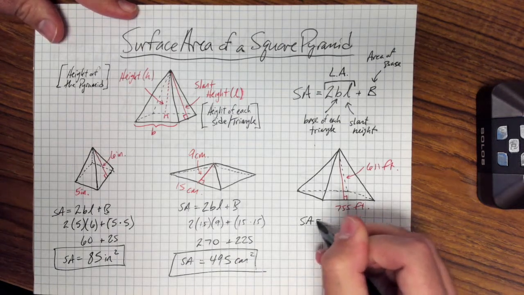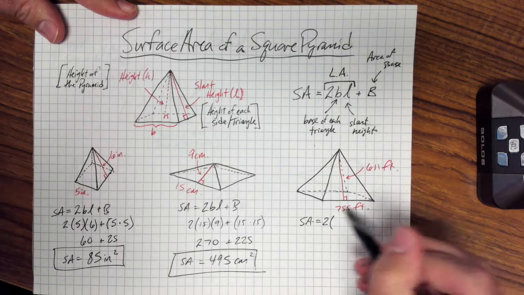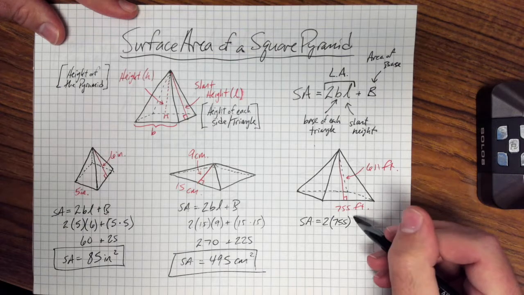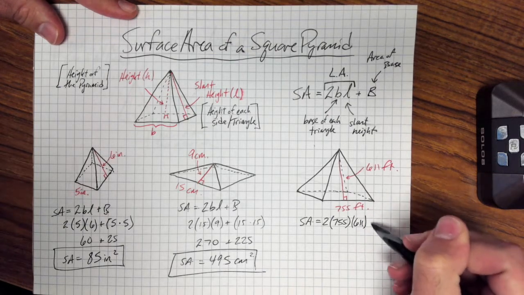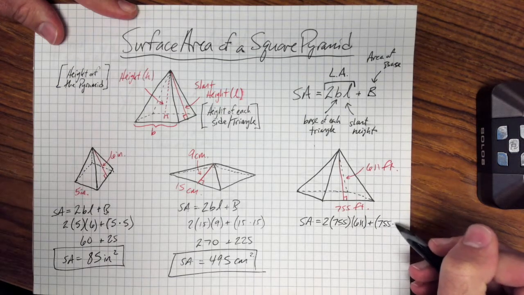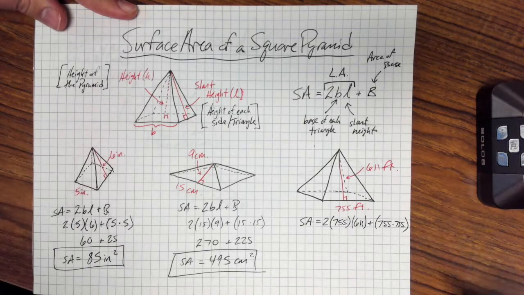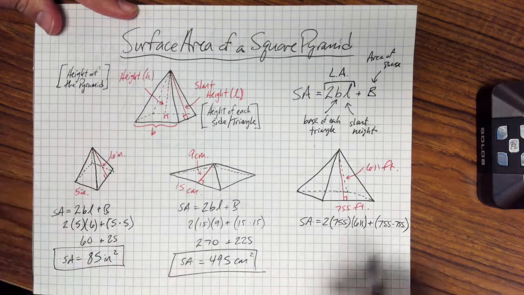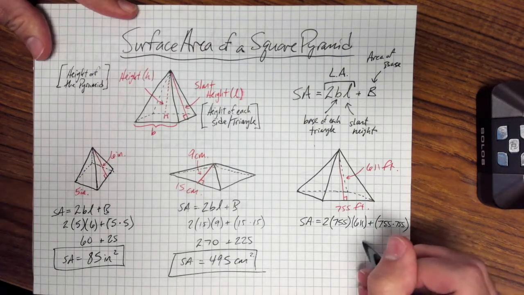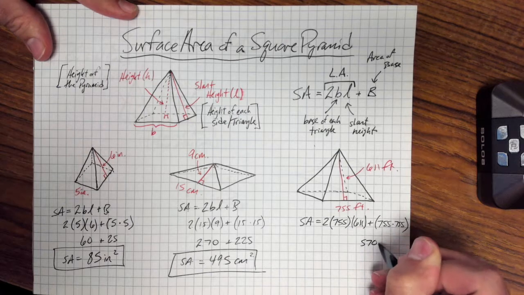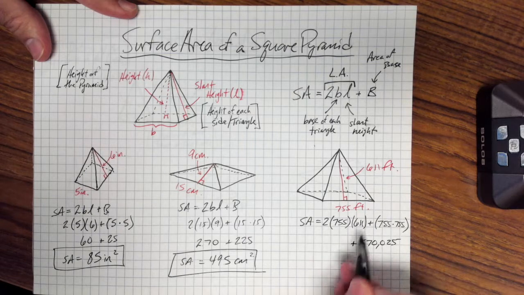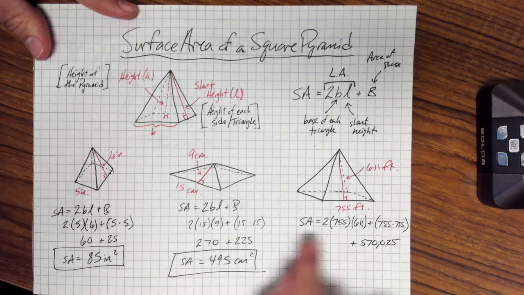And lastly, much bigger numbers here. Fill in our formula. Surface area equals 2 times little b, which would be this base here, 755, times the slant height, 611, plus the area of the base, which would be 755 times itself. And now we have to do all this work. So 755 times 755 is a very large number, and that is 570,025.